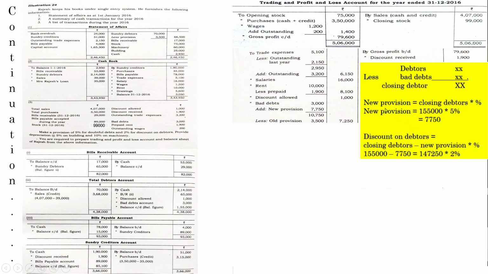So how we are going to create new provision? This debtors into percentage. What is the new provision percentage? 5%. So closing debtor is 1,55,000 into 5%, 7750. This is how we have created this new provision. Okay, I hope you have got the concept. Now next step is the most important one.